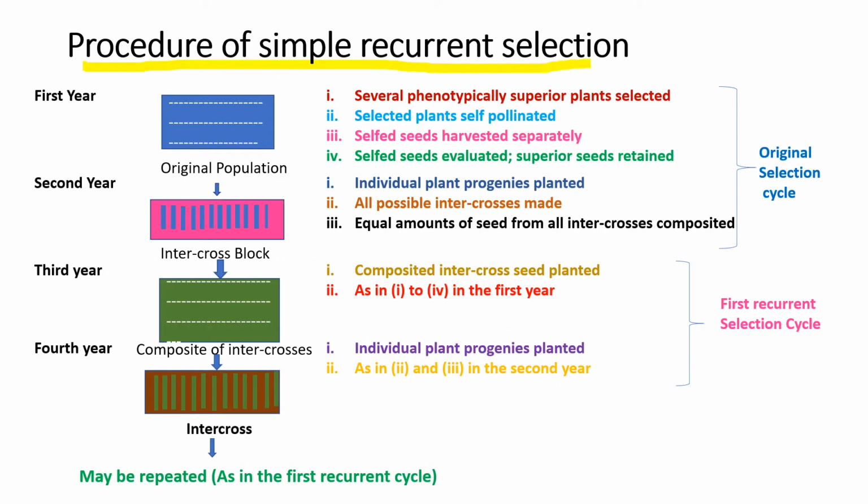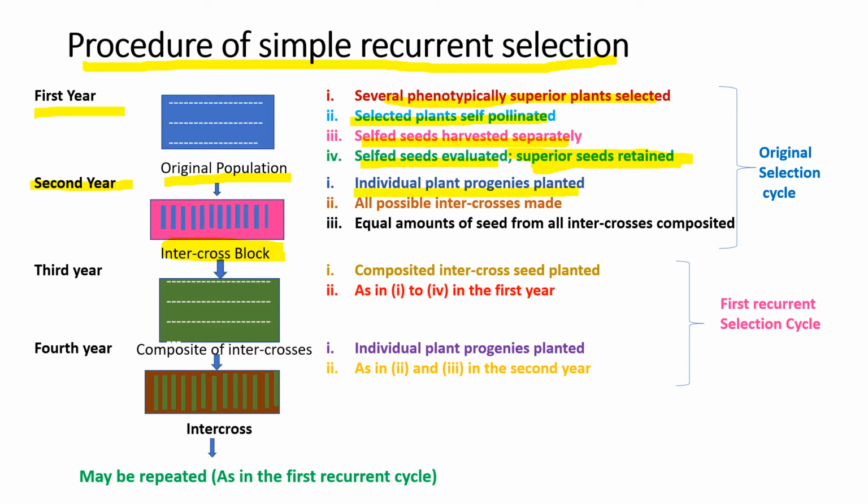Procedure for simple recurrent selection. In first year, we take the original population and several phenotypically superior plants are selected. Selected plants are self-pollinated, self-seed harvested separately and self-seed evaluated. Superior seed are retained. In second year, we do inter-cross block. It means only the superior varieties are crossed among themselves.